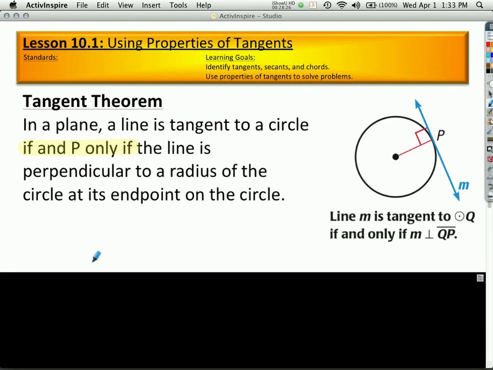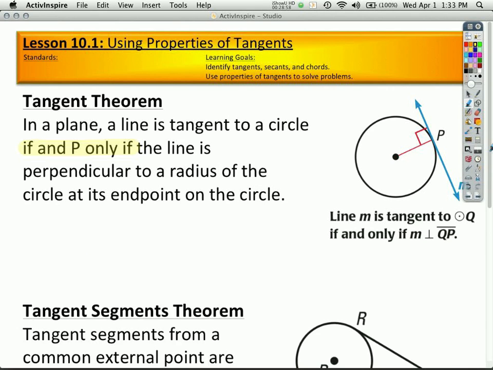Very good. Does anyone remember what it's called when it's written this way? Anne? Very good. Excellent job. This is a biconditional and it works in both directions. So if a line is a tangent, then it's perpendicular to a radius. If a line is perpendicular to a radius, then it's a tangent. So it works in both directions. In essence, this is actually two theorems all wrapped up into one. Any questions about that? And we're going to be using this so much that it will be effortless for you.